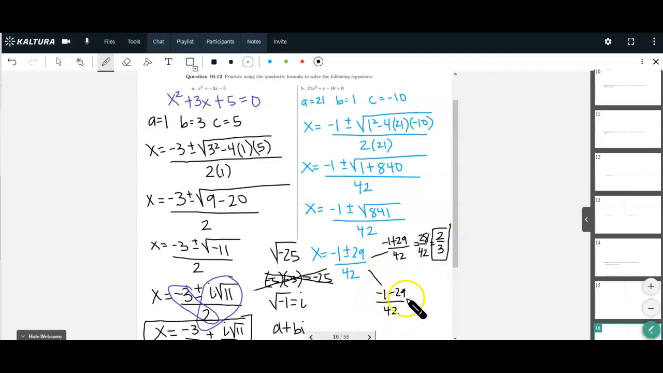Okay, and then let's do the same thing down here. -1 minus 29 is -30 divided by 42. So again, I need to simplify these fractions. On this one, remember that you can see 6 divides into both of those, so that would give us -5/7. Reduce that fraction. Okay, so 2/3 and -5/7 are our answers there.